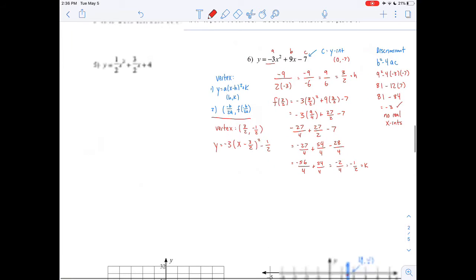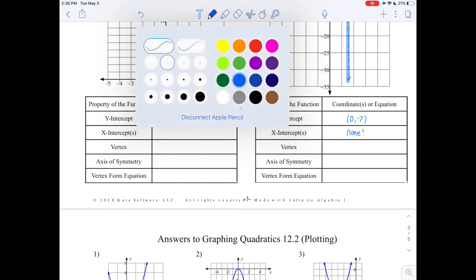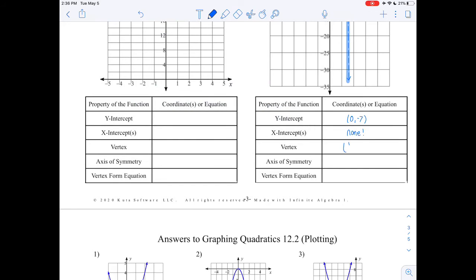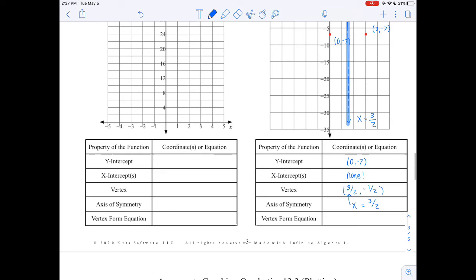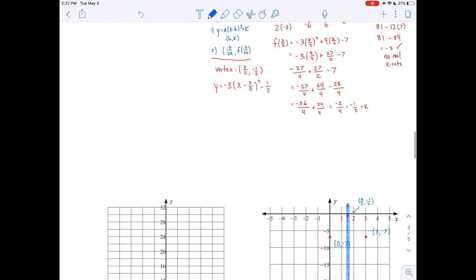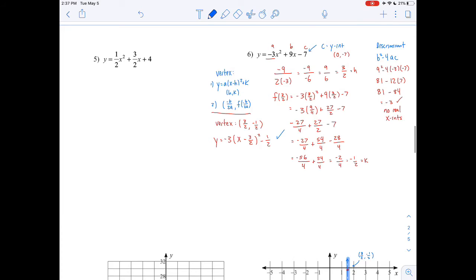Okay, so now that I have my vertex, I'm actually going to label that quickly as well. In my table, I've got (3/2, -1/2). My axis of symmetry is just going to be this h value, which is x equals 3/2, because that is a vertical line, and that is the general equation of a vertical line. So now all we need to do is make sure that our vertex form equation is correct. Let's actually do that by completing the square, and I'm going to do that over here.